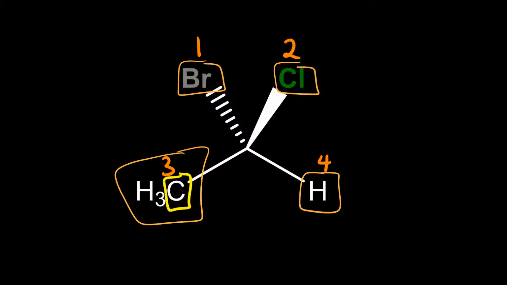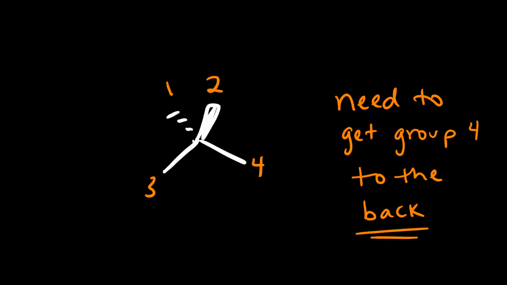And I boxed in the carbon in yellow because you're really only comparing that first atom that's connected to the chiral carbon. And so we are directly comparing bromine, chlorine, and carbon in this case. And so we've come up with this 1, 2, and 3 priority. Now you can see what I've done.